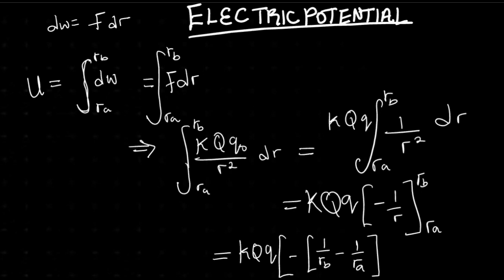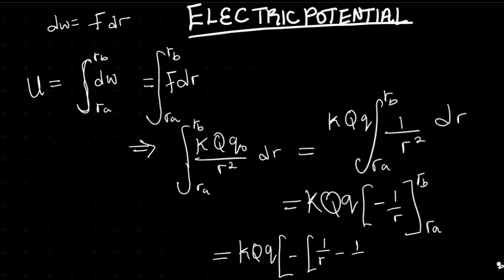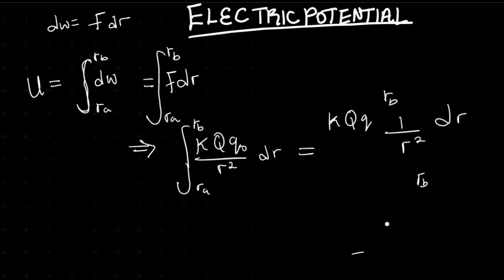So this is what we have, or that should be equal to KQ in the bracket of 1 over r_A minus 1 over r_B. Alright, so this is what we just need to know, right? Another formula for electrical potential energy. But why do integral? We can just use normal arithmetic to evaluate this. Now let me show you the normal arithmetic method.